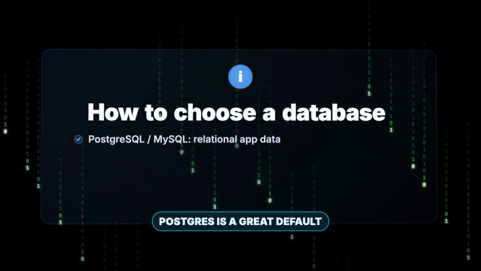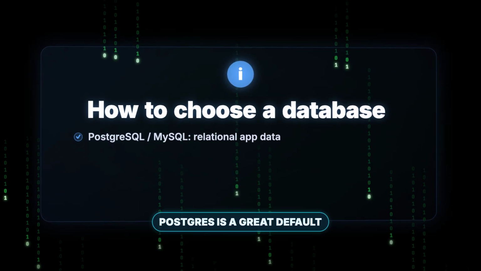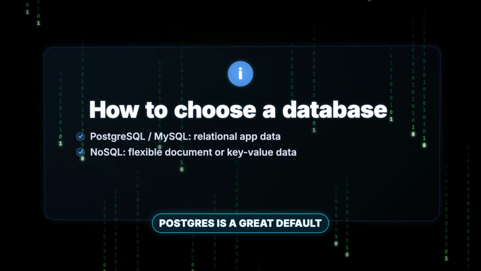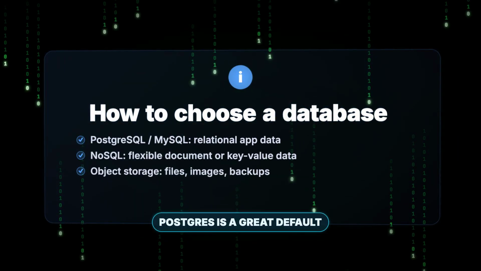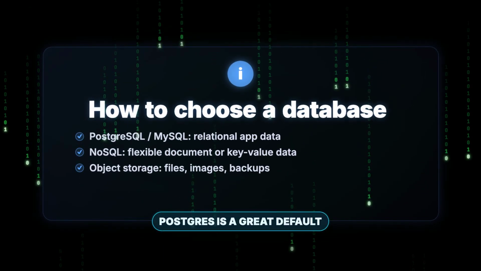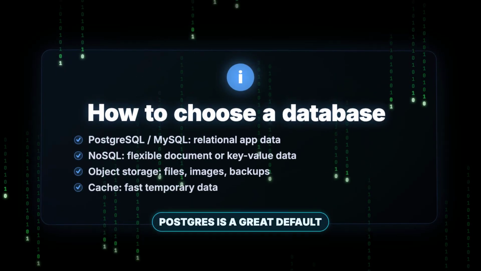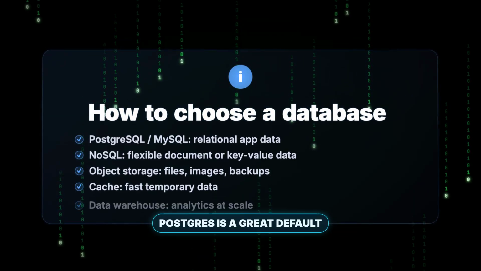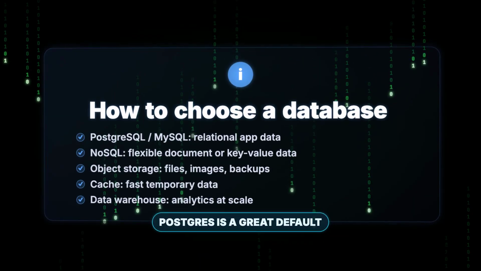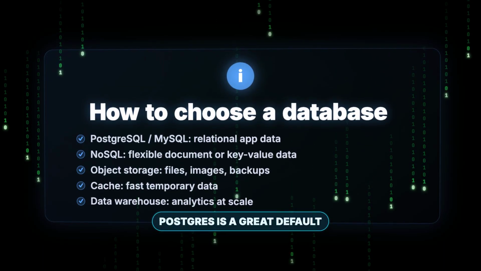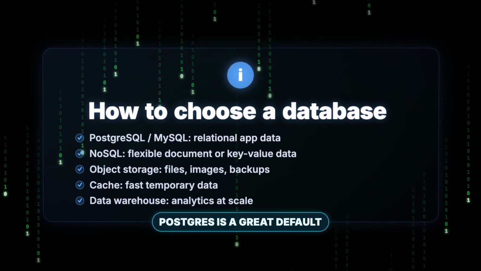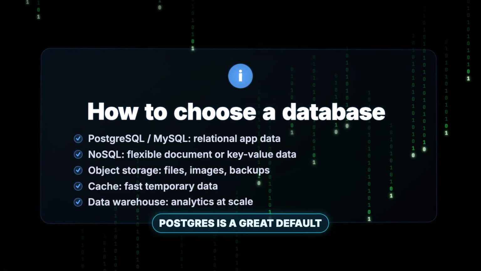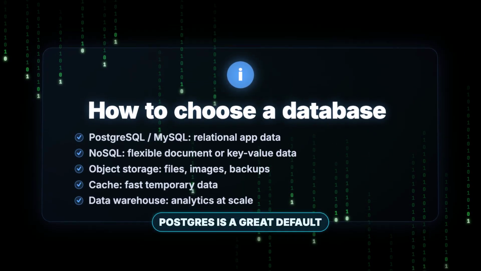Databases solve different problems. PostgreSQL or MySQL are excellent defaults for application records with relationships and transactions. NoSQL services are useful for specific document or key value workloads. Object storage is for files, images, exports, and backups, not a replacement for relational queries. A cache speeds up temporary or frequently read data. A data warehouse is for analytical queries. Start with one managed relational database unless your workload gives you a clear reason not to.